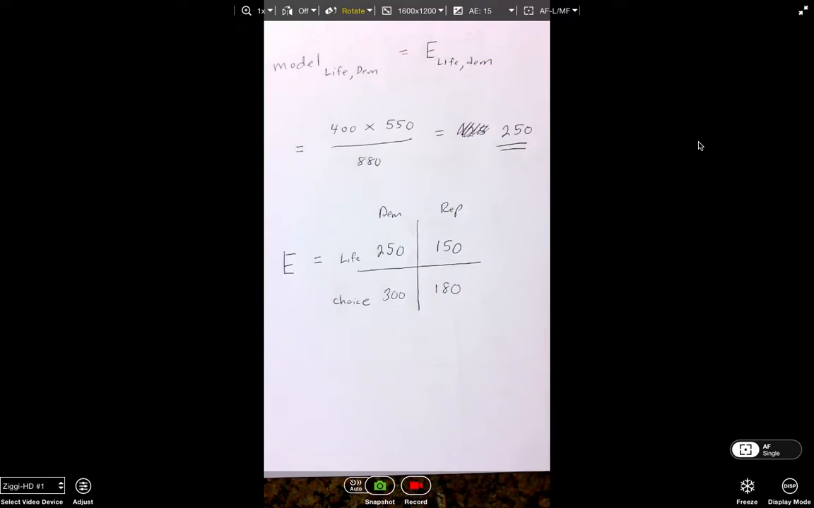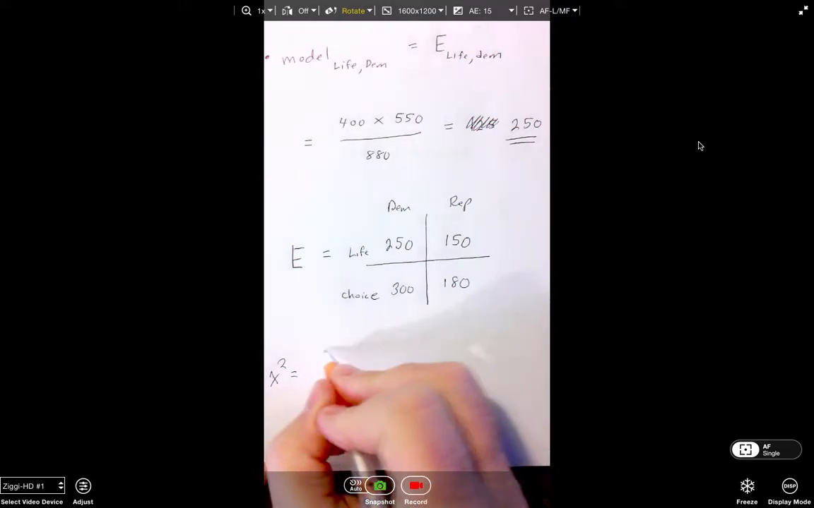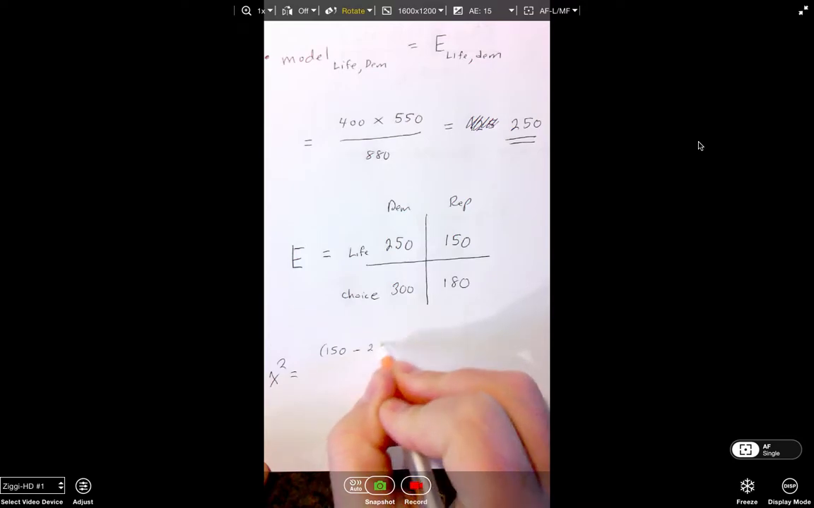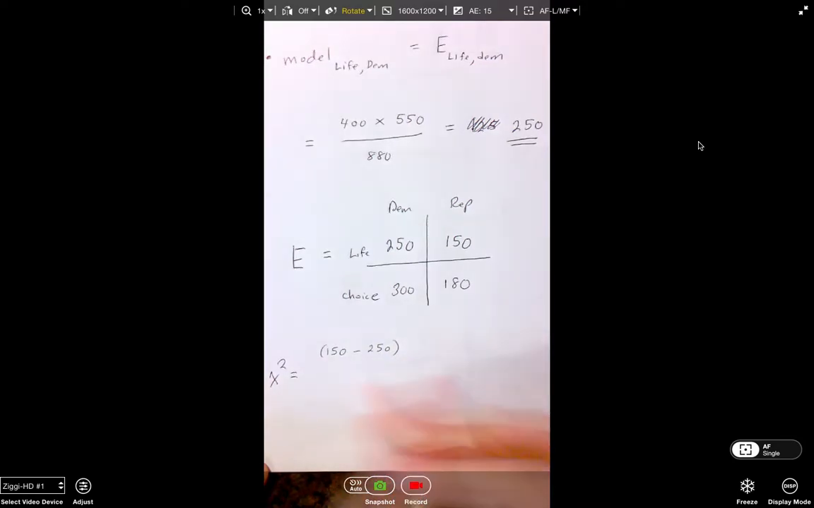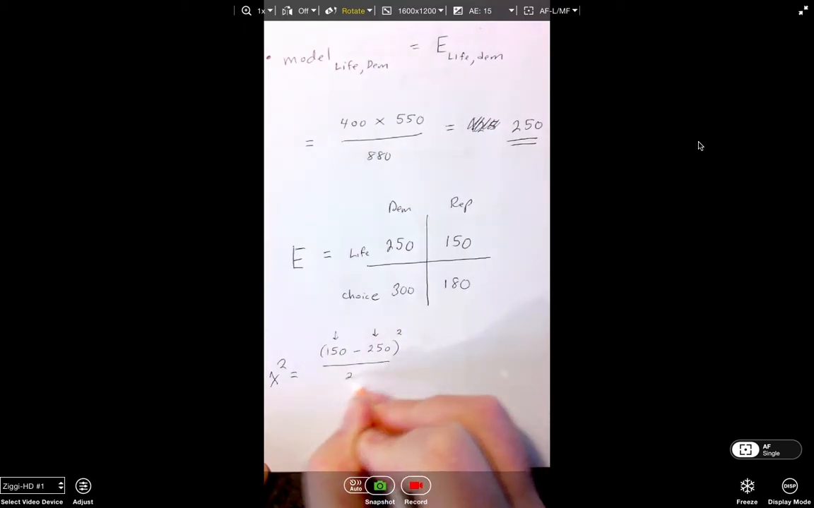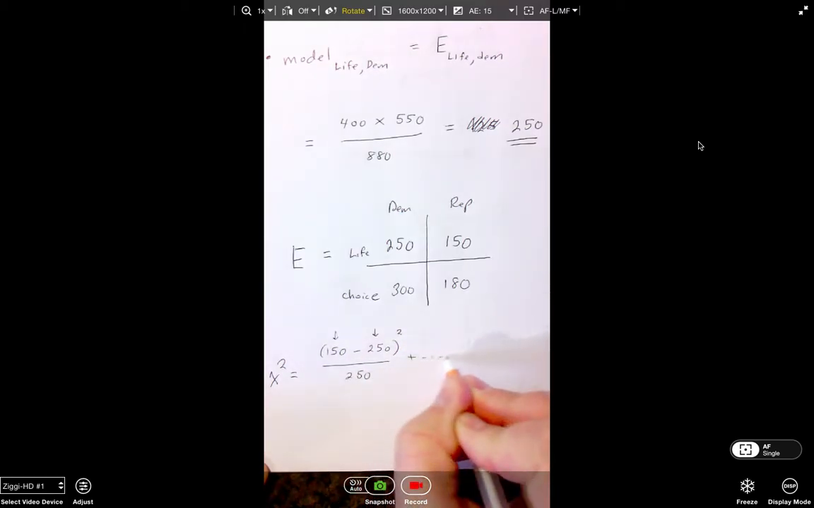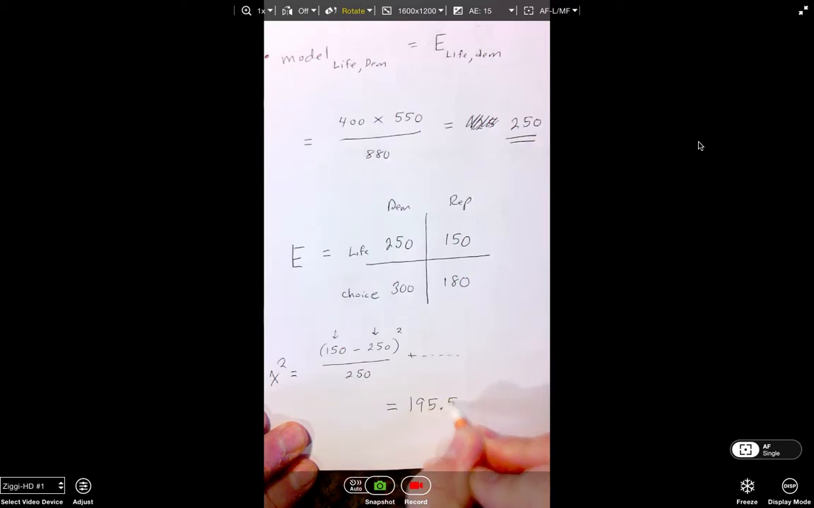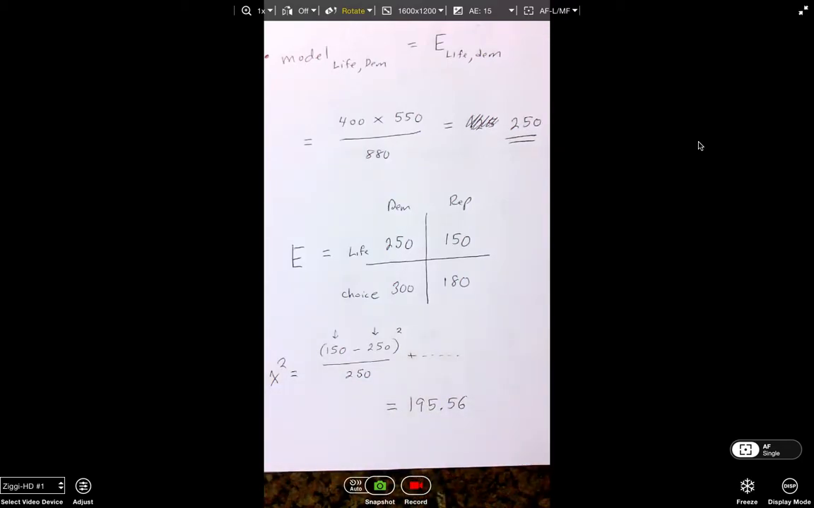So the Chi-Square Statistic would be calculated by taking the upper left-hand number minus the upper left-hand number. So this part comes from the observed matrix. This comes from the expected matrix. Squared divided by 250, and so on and so forth. Guys, if you do this, you're going to end up with 195.56.